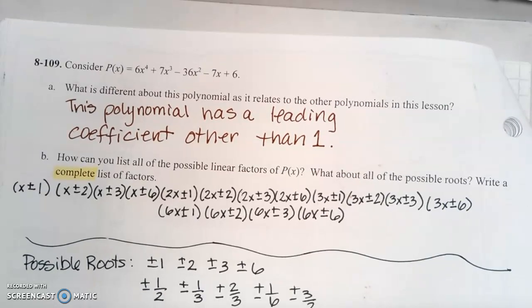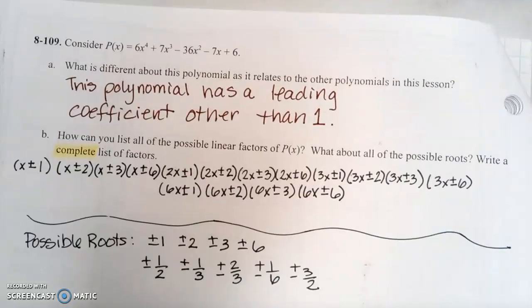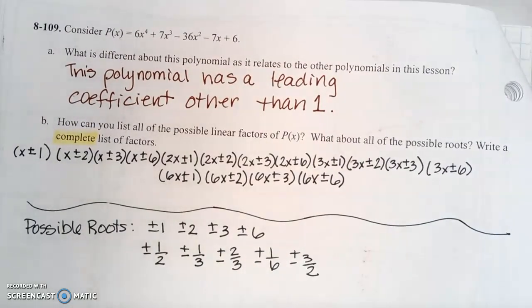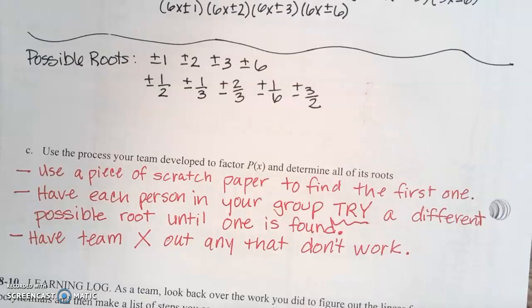Part B says, how can you list all the possible linear factors of the polynomial? What about all of the possible roots? Write a complete list of all of the factors and all of the roots. It says, use the process your team developed and determine all of the roots. Okay? You're going to use a piece of scratch paper for the first one, and you're going to have each person in your group try a different possible root until one is found.